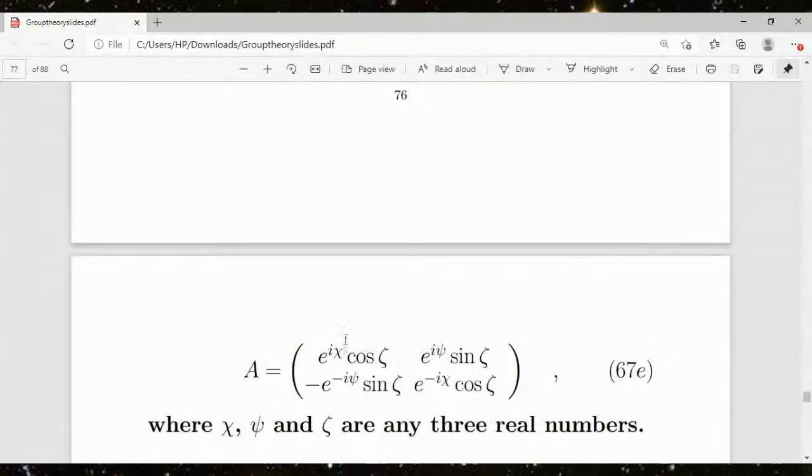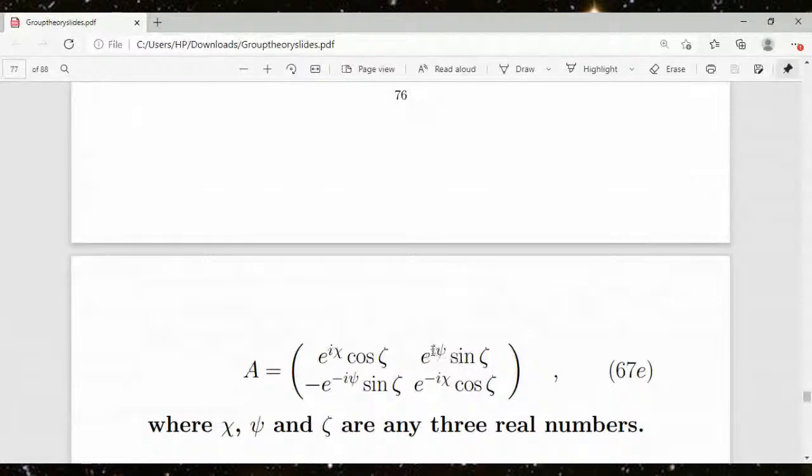And therefore, the first row was e raised to power i chi cos zeta. The second element of A was e raised to power i psi sin zeta. The first element of the second row was minus e raised to minus i psi sin zeta. And the last element was e raised to power minus i chi cos zeta. Note that if I now substitute, instead of chi, chi plus pi, and psi as psi plus pi, then e raised to power i of chi plus pi is nothing but minus e raised to power i chi cos zeta, because e raised to power i pi is minus 1.